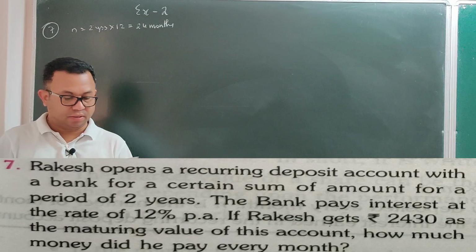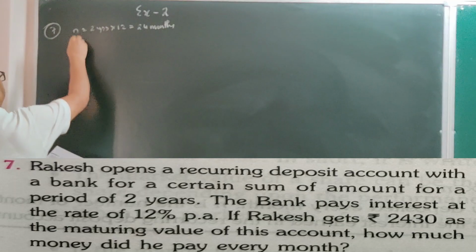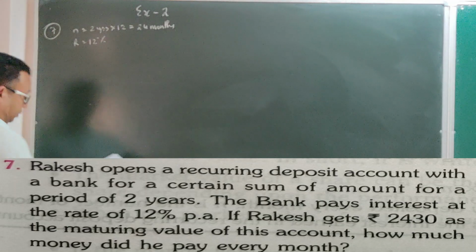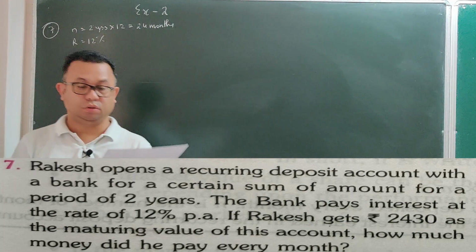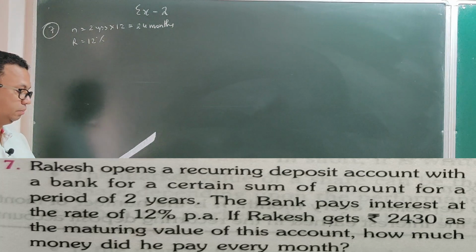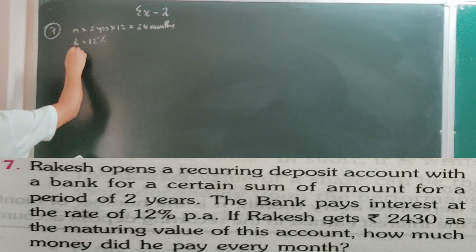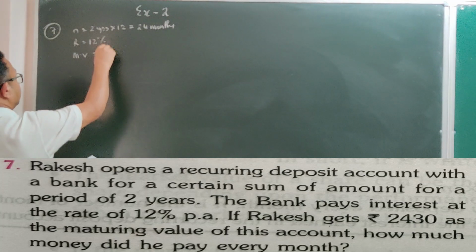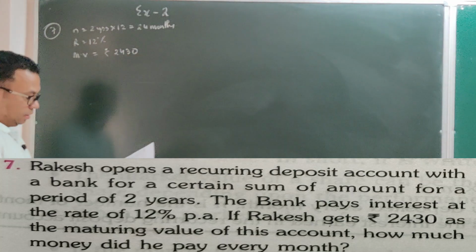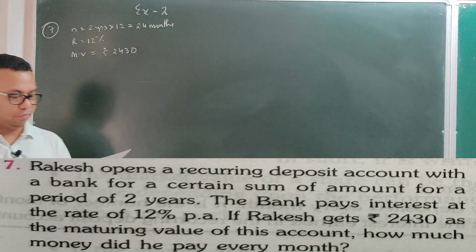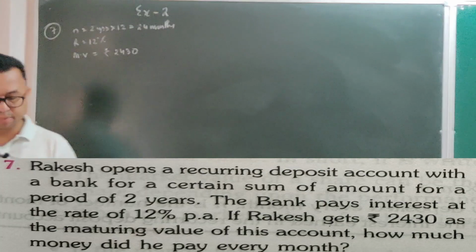The bank pays interest at the rate of 12%. So rate is given as 12%. If Rakesh gets rupees 2430 as the maturing value, okay, so maturity value is also given. 2430 rupees as the maturing value of this account, how much money did he pay every month?